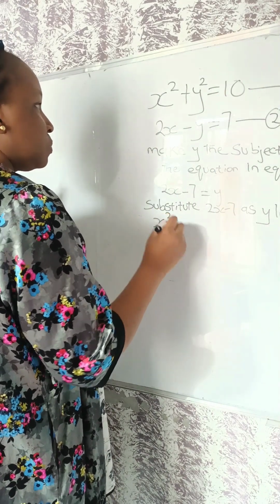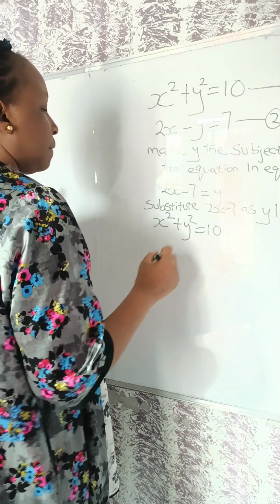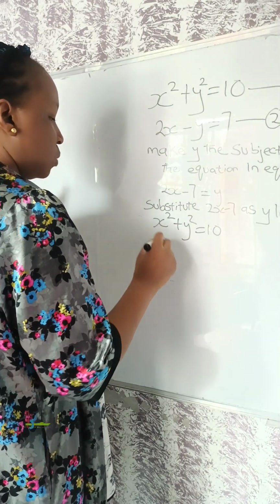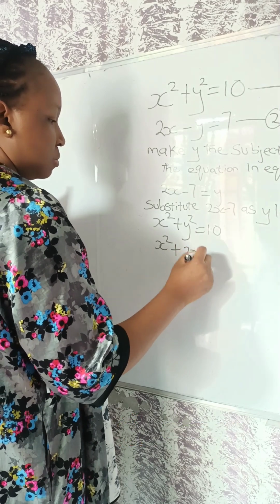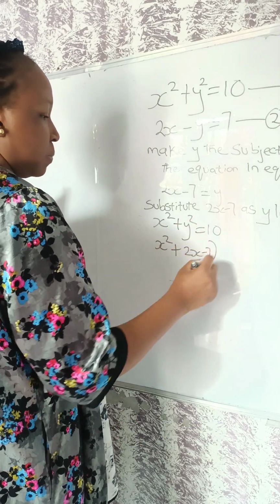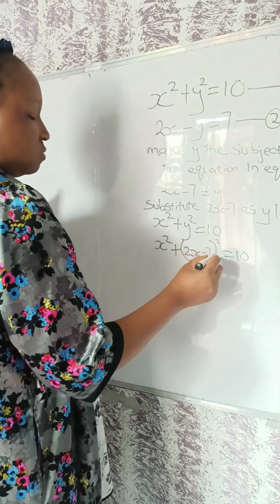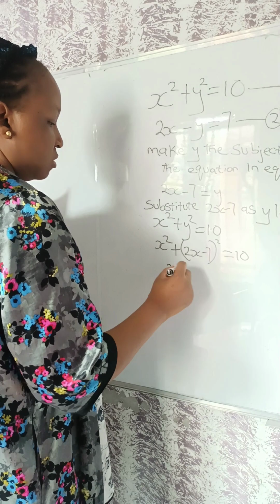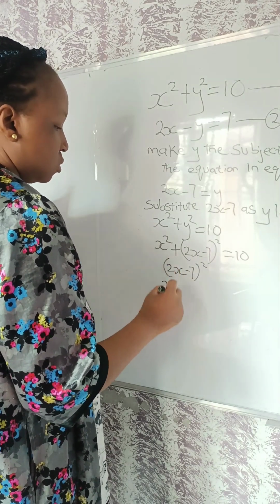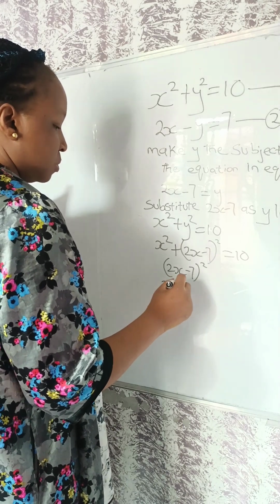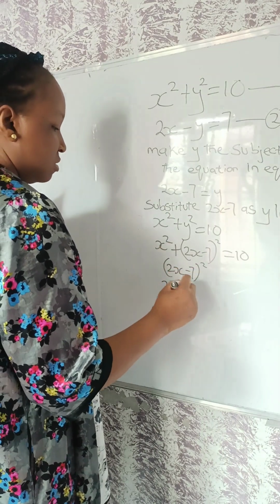x squared plus y squared equal to 10. So it becomes x squared plus, this is now y, 2x minus 7. Let's not forget our square, equal to 10. So let's solve this first, 2x minus 7 squared. This is how to solve it. It becomes 2x minus 7 multiplied by itself, 2x minus 7 multiplied by 2x minus 7. And this is how we do it.